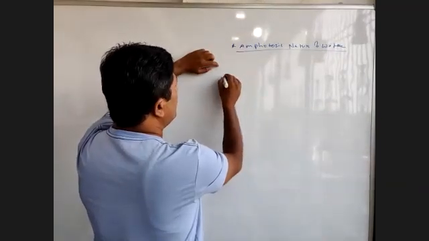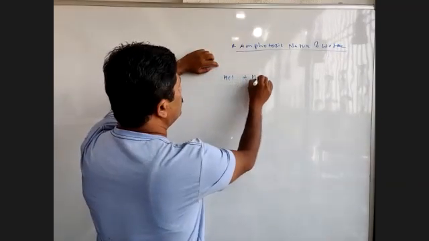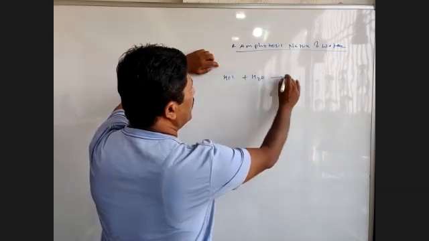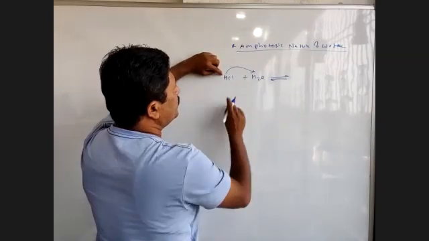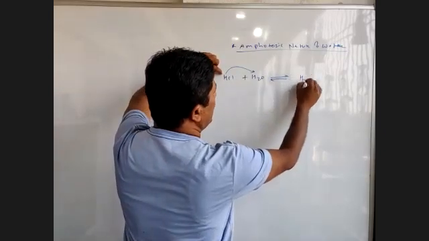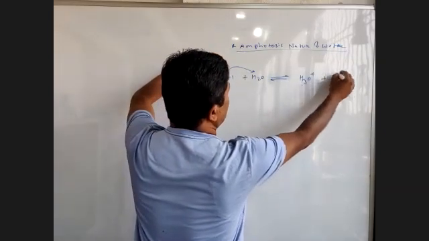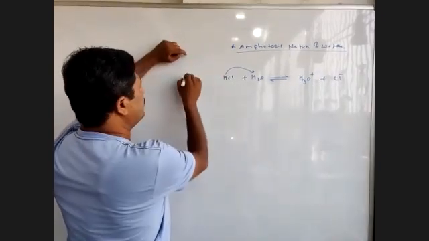Number one, HCl plus H2O gives you, this is a reversible reaction, no doubt at all. So this is the proton which is donated to this water. Here it becomes H3O plus and Cl minus is produced. This is the first example.